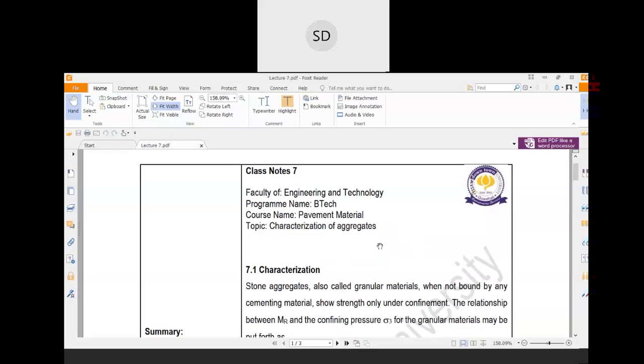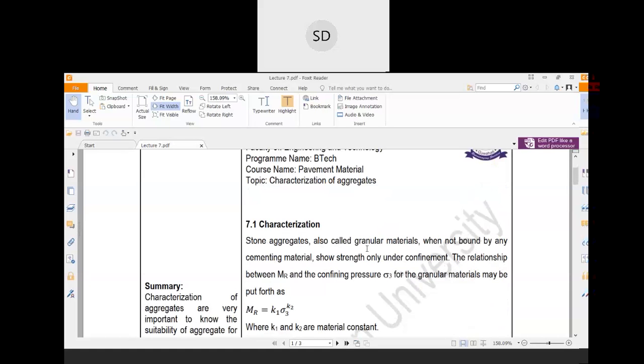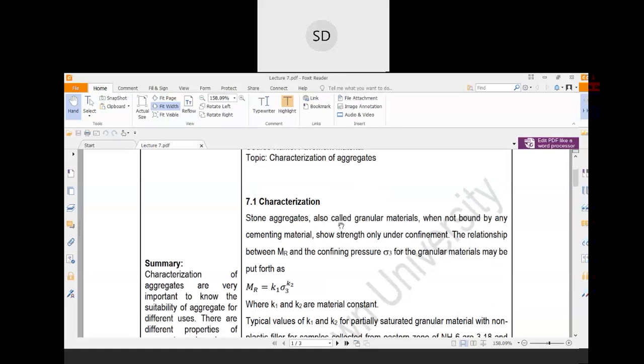Let us discuss this concept. Stone aggregates, also called granular materials, when not bound by any cementing material, show strength only under confinement. Now the thing is, what is confinement? Confinement means when the stone aggregates are kept in a container, in a confinement.